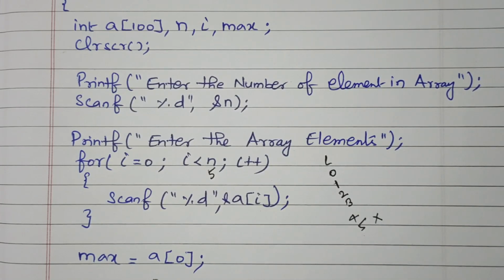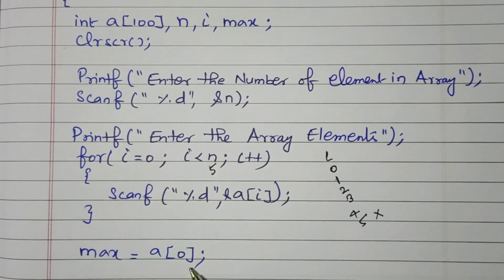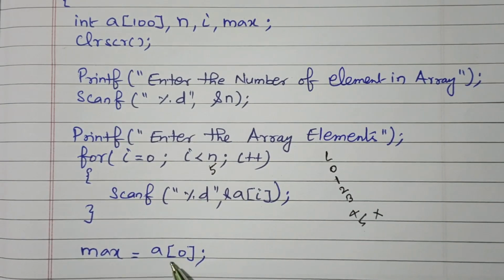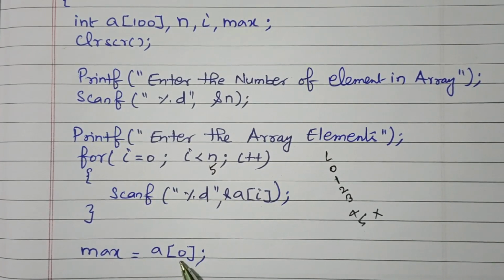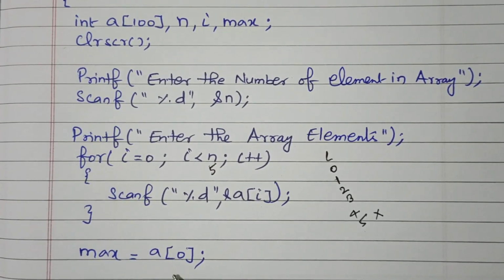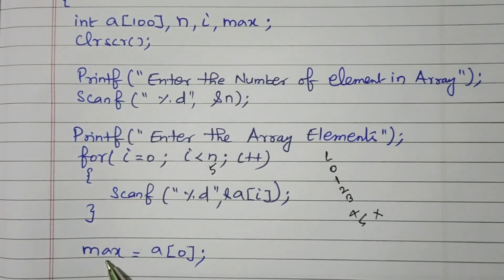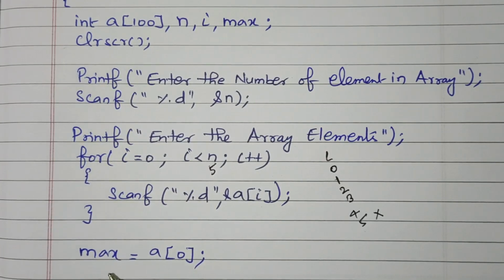Next, what we are doing: max equal to a[0]. That is, a[0] is the first element. We make the first element the maximum. We assume that a[0], the first element we entered, is stored in max. Thereafter we will check with the other numbers. If another number is larger, we will replace it. Initially the first number is stored as the maximum. Now we will go for the comparison.